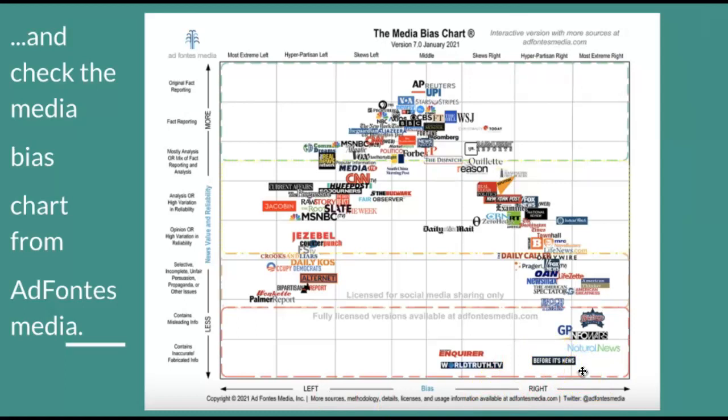So take a look at this upper centerpiece. These places are highly informative, highly reliable, and they're not really left or right biased. So you really are going to do well to find sources that fall in this area of the media bias chart. If you try to cite something from InfoWars in your paper, I'm not going to accept that source. I'm only going to accept sources from this little sweet area right here.